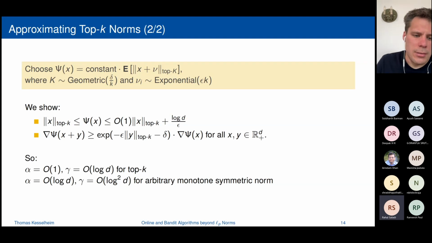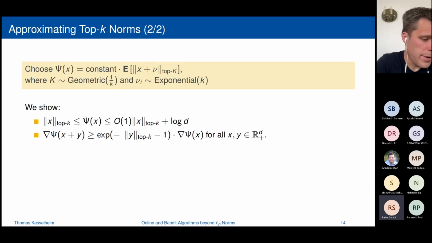One minor thing. One quick question. Is there an intuition how you came up with this geometric and exponential? Good question. Why would I take geometric and exponential distributions? I'm not sure they are the only choices you could use, but they are extremely easy to work with because they are memoryless.